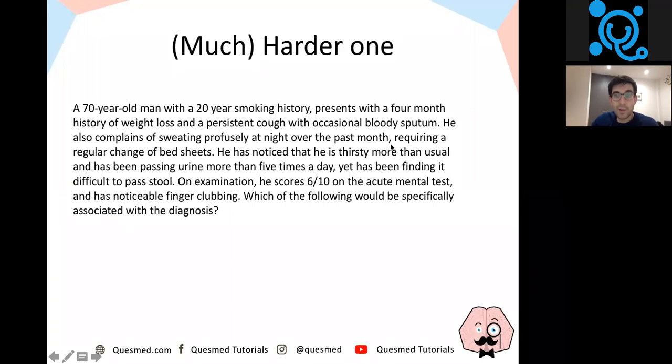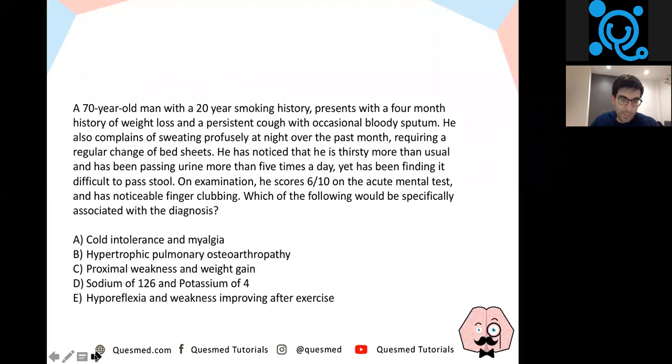So before you even look at the question and the answers, you have an understanding of what it could be. So you have this in your mind, you're thinking about things, and then afterwards, with that in mind, you think, okay, how am I going to rule in and rule out things? And then you look at the choices. So these are the choices that you have. So you're saying, which of the following would be specifically associated with the diagnosis? So note that the question is not asking you what the diagnosis is.